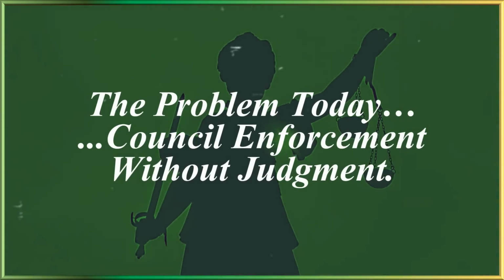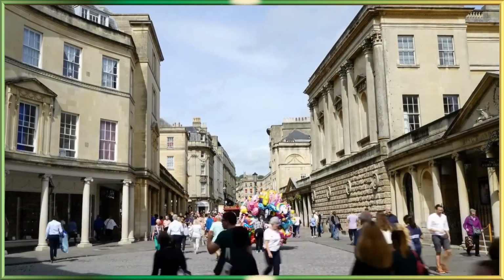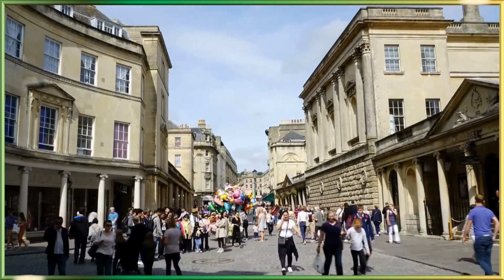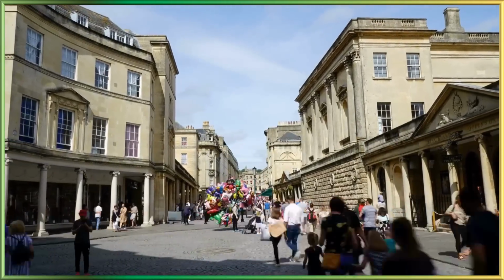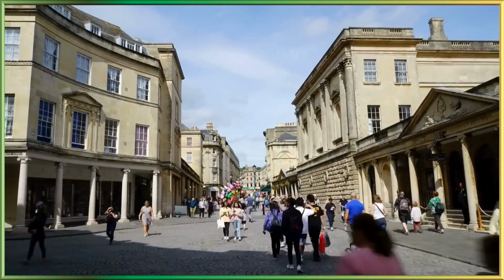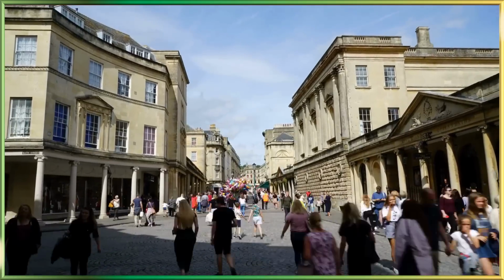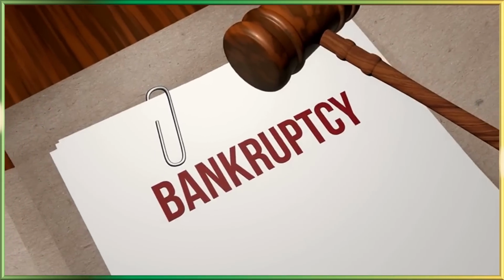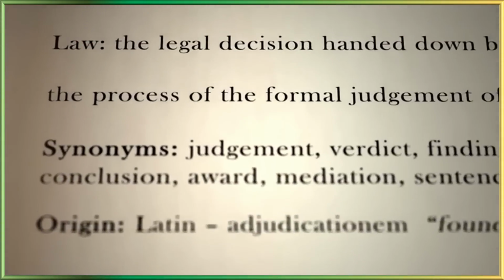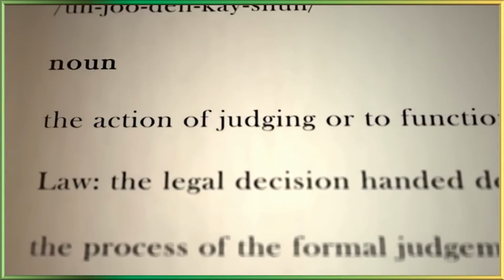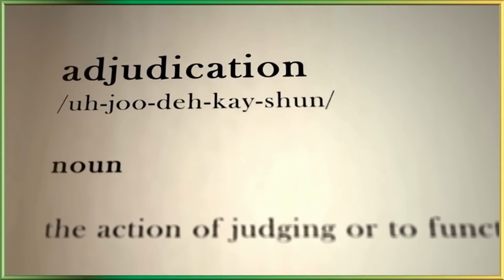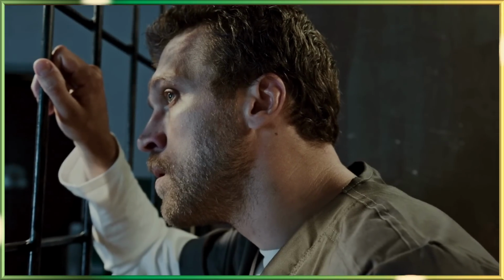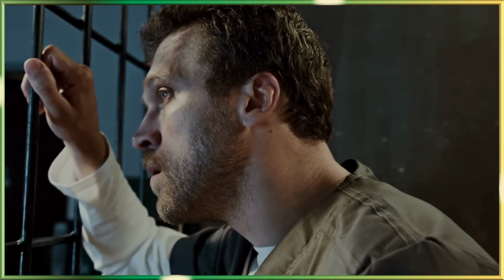The problem today: council enforcement without judgment. Today, across the country, councils are enforcing payment as if a judgment had already been made, leading to wage deductions at source by employers, enforcement agent visits, bankruptcy proceedings initiated without a proper judgment debt, charging orders placed on property without adjudicated judgment, as well as threats of imprisonment, despite no lawful authority for arrest.